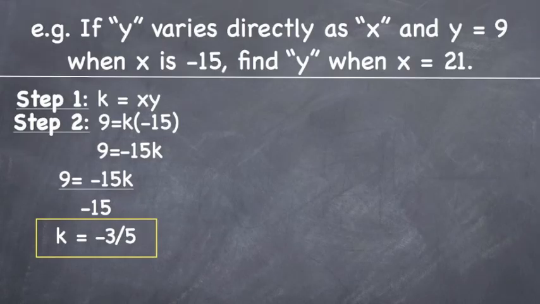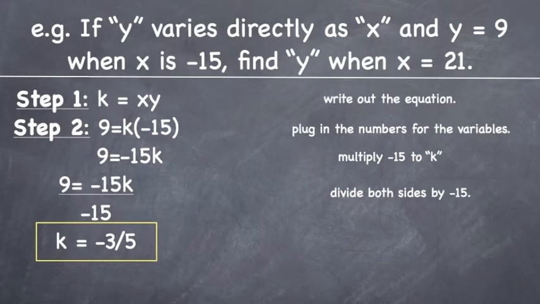When solving for k, you must multiply k by the number it is paired with. In this case, it is negative 15. That will leave you with 9 equals negative 15k. Then you solve for k. Divide both sides by negative 15, giving you the answer k equals negative 3/5.